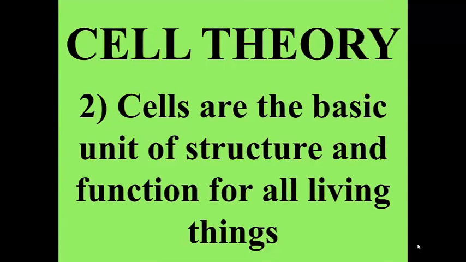The second part of the cell theory is that cells are the basic unit of structure and function for all living things. Structure and function. So that means that things are built the way they are for a specific purpose, and it's because of cells that are giving that purpose. And then the function is directly related to how the cells are organized or how the cells make the organism.